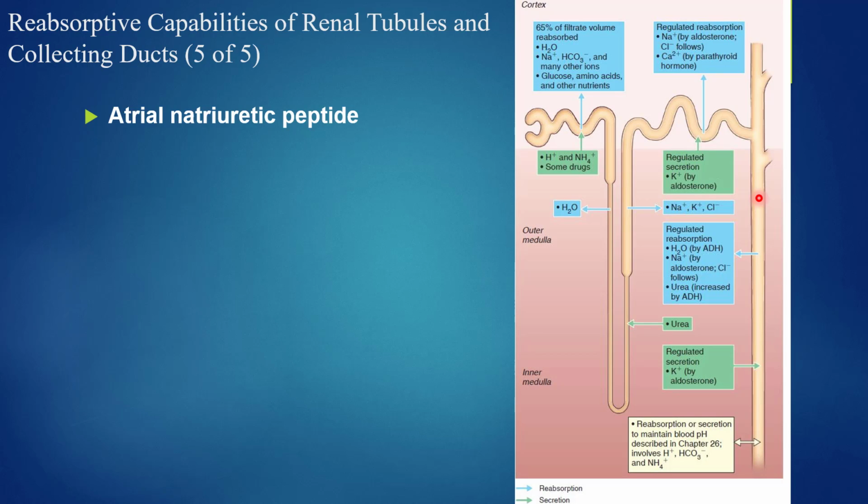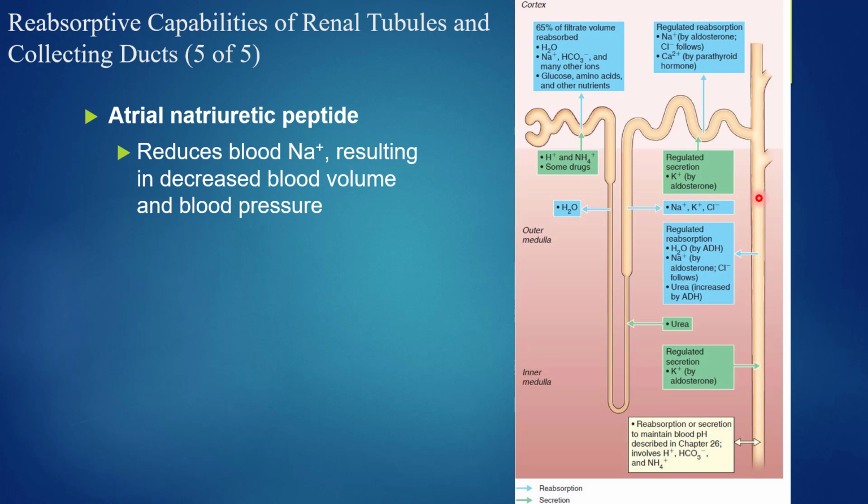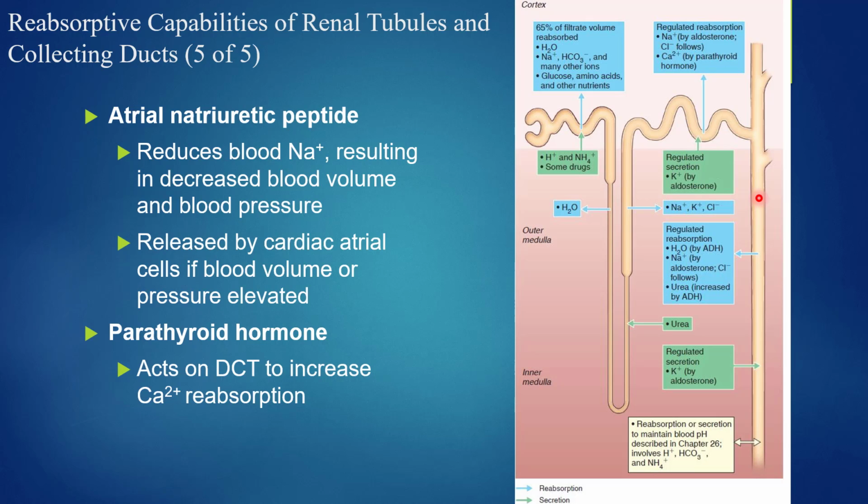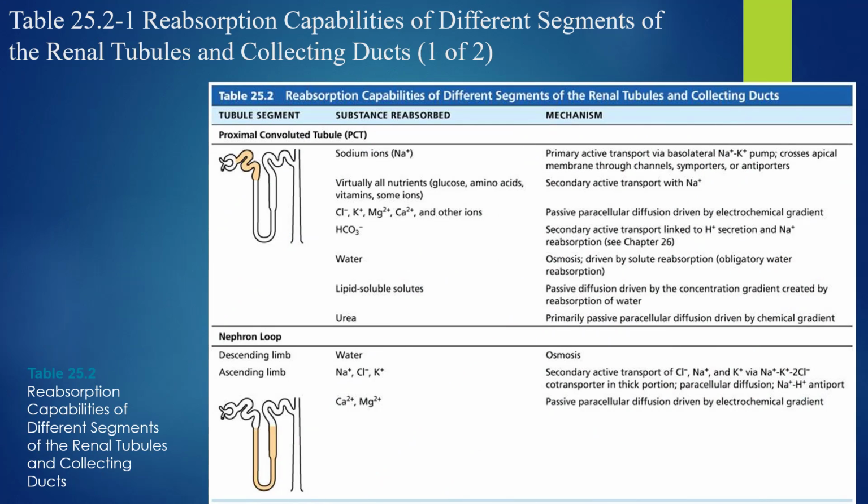Then you have your atrial, ANP, atrial natriuretic peptide. So your ADH, your aldosterone, they tend to increase blood pressure, but ANP is actually doing the reverse. It reduces blood sodium, resulting in decreased blood volume and blood pressure. It is released by the cardiac atrial cells if the blood volume or the pressure is actually elevated. And then you have the parathyroid hormone. It acts on the distal convoluted tubule to increase calcium reabsorption.